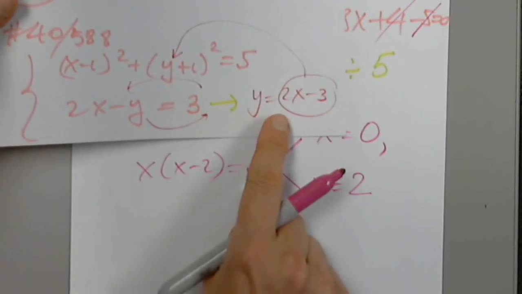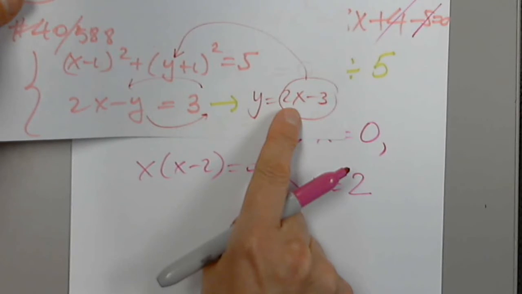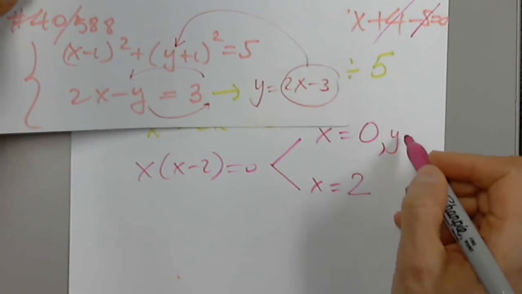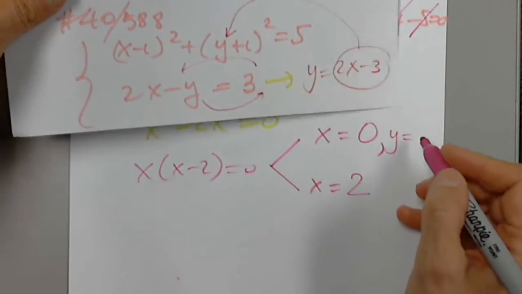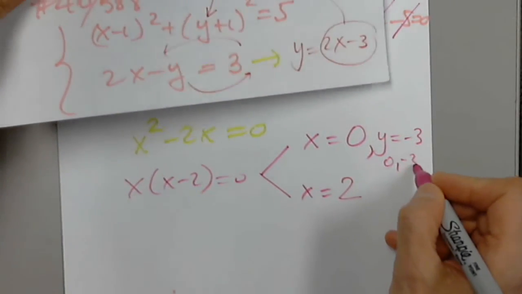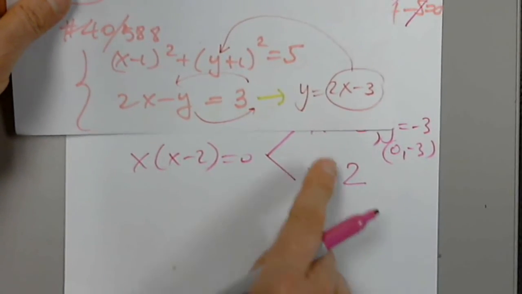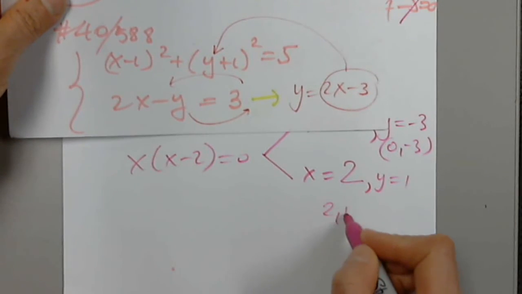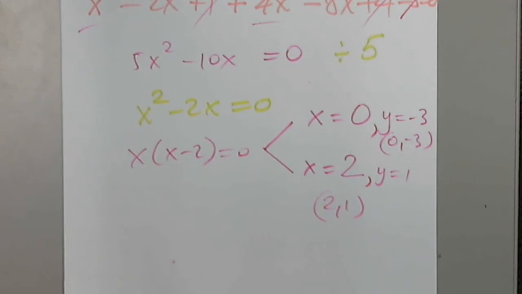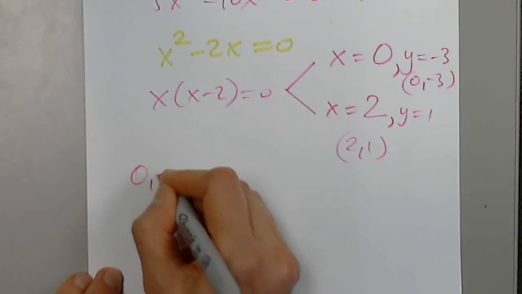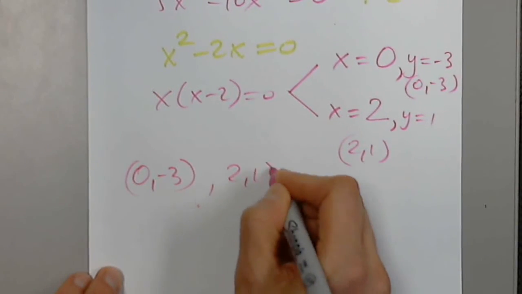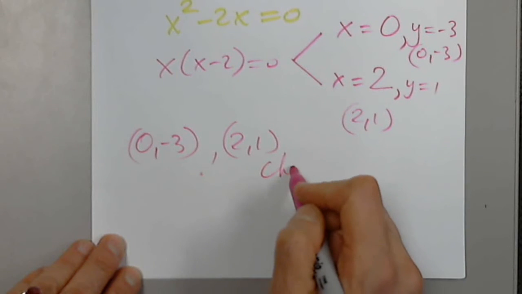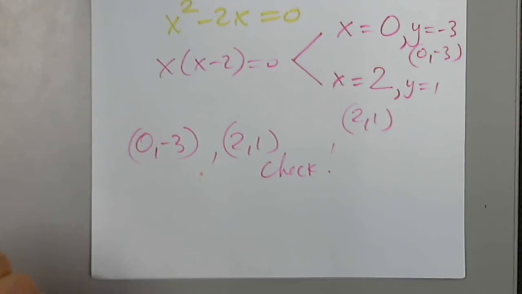So let's go back here. When x is 0, how much is y? Very good. So 0, negative 3. Perfect. Now when x is 2, how much is y? Very good. So 2 comma 1. So it appears that the system has 0, negative 3, as well as 2 comma 1. And please check. So we can move on and review 5.5.